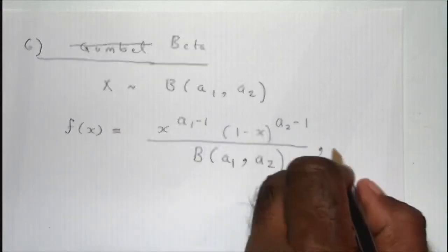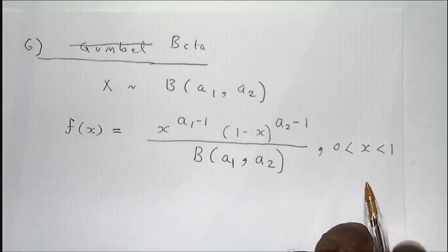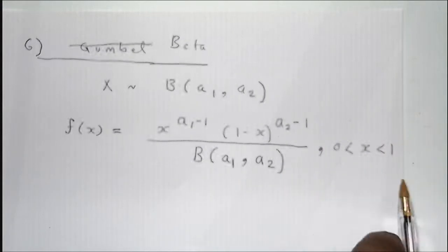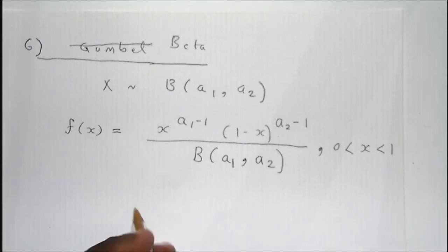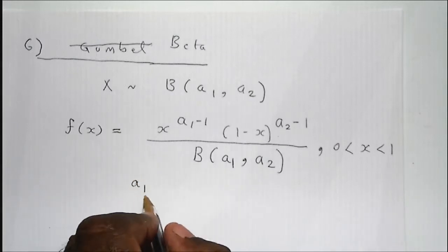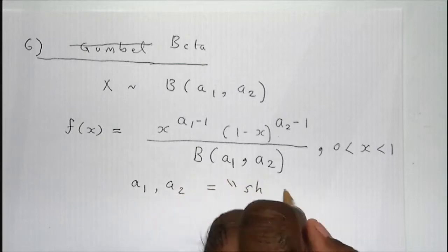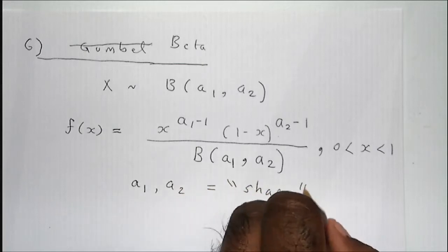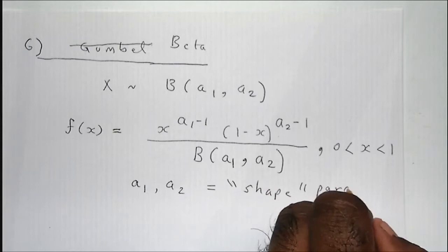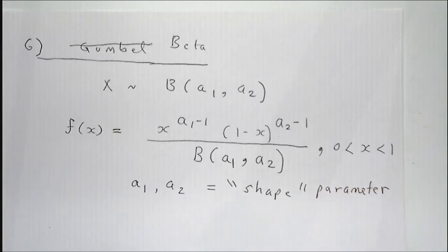Before I do that, let me talk about the range. The x in this case is limited between 0 and 1. That is the unit interval. And A1 and A2 are both known as shape parameters, plural, okay.